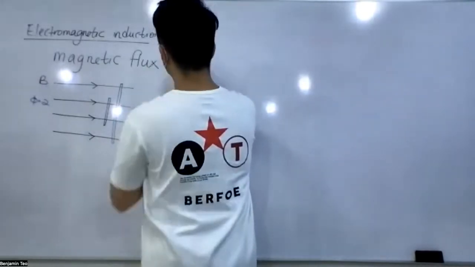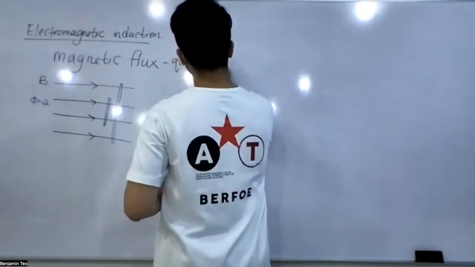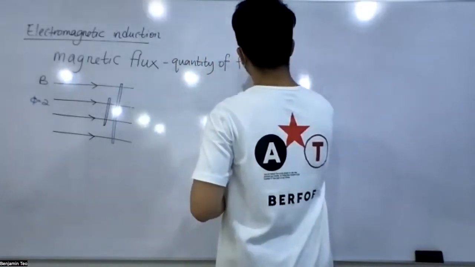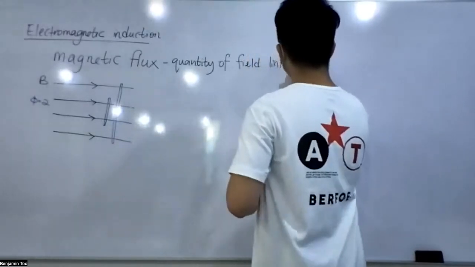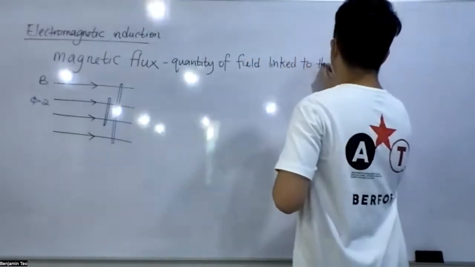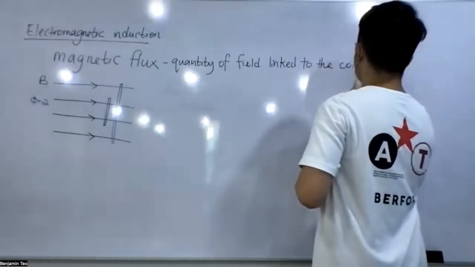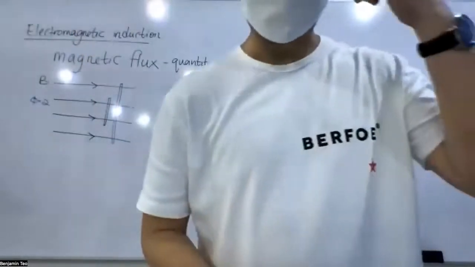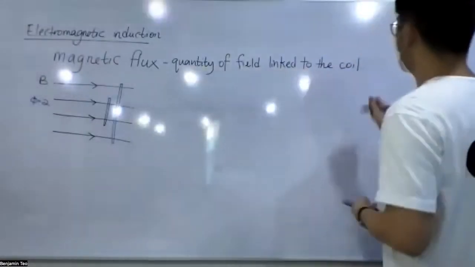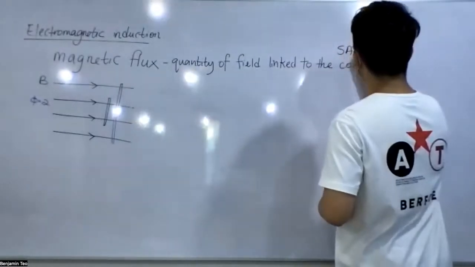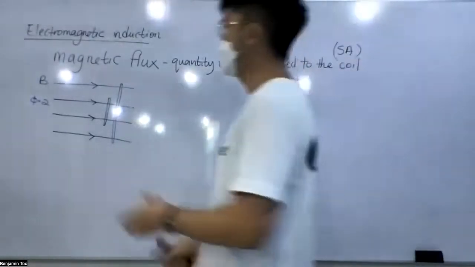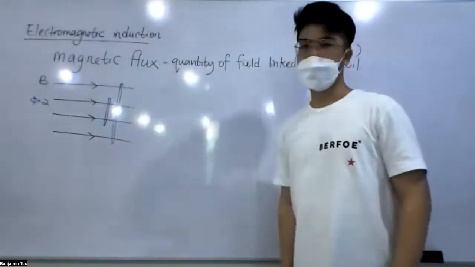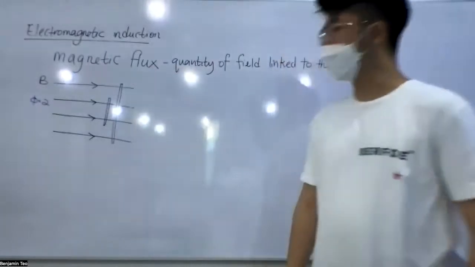So we will define here: quantity of field linked or crossing to the coil. Because usually you deal with a coil, we just say coil. It can be any conductor, or linked to the surface area. If I want to increase the magnetic flux, the first way is to increase the area. The second way I can increase the magnetic flux.